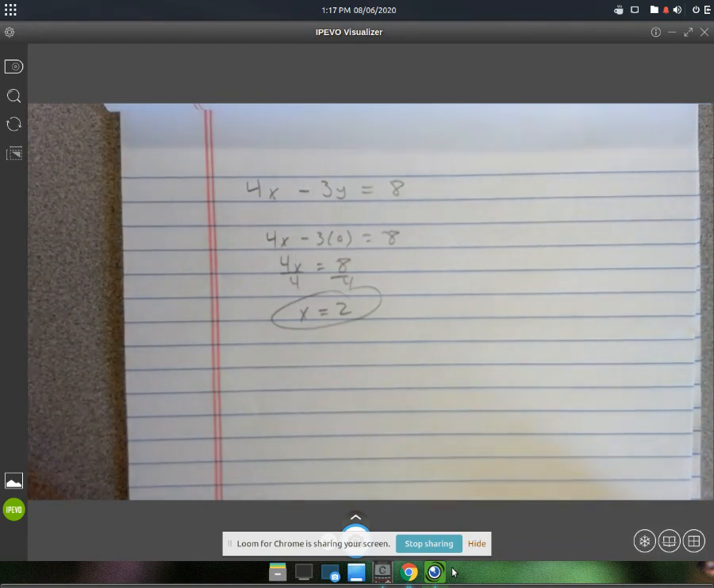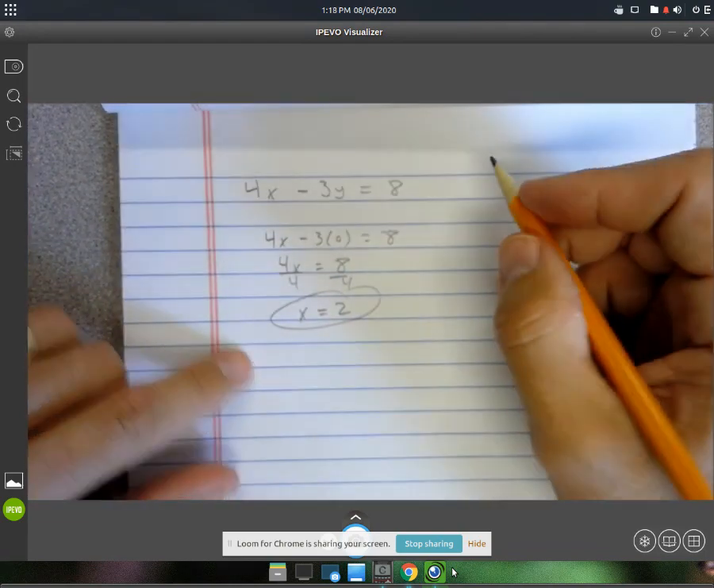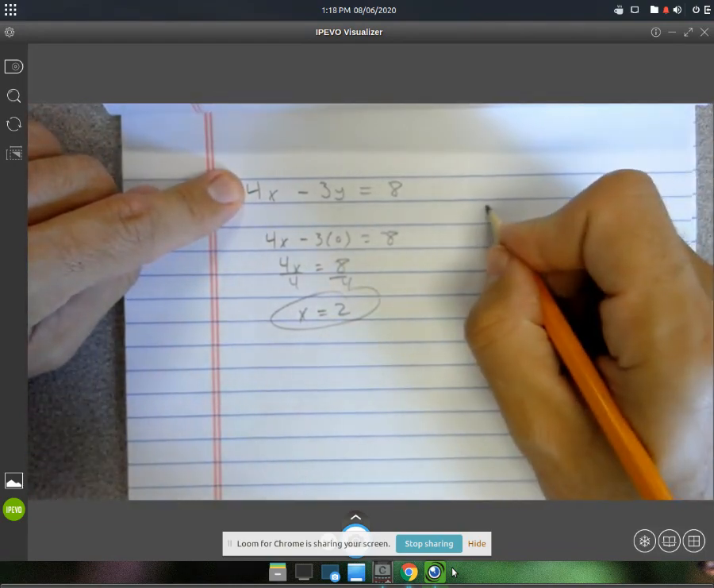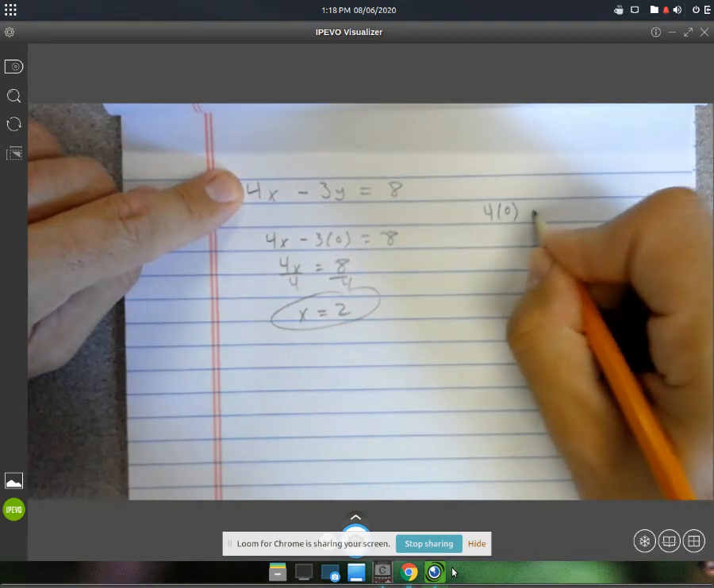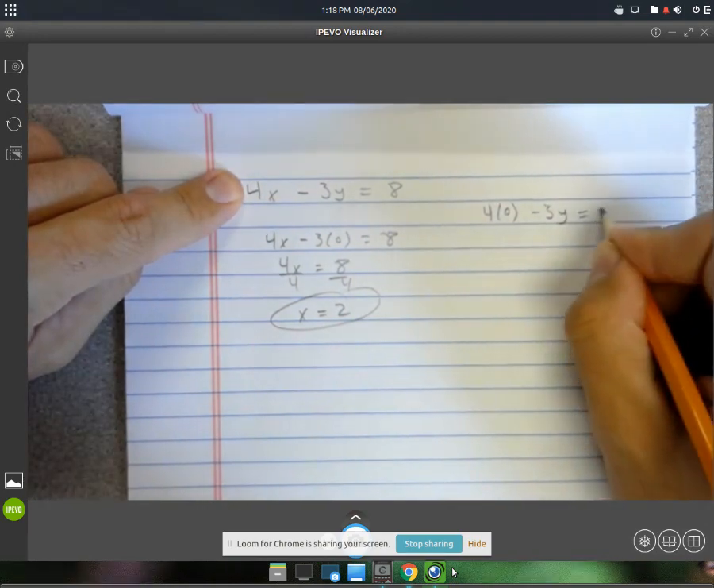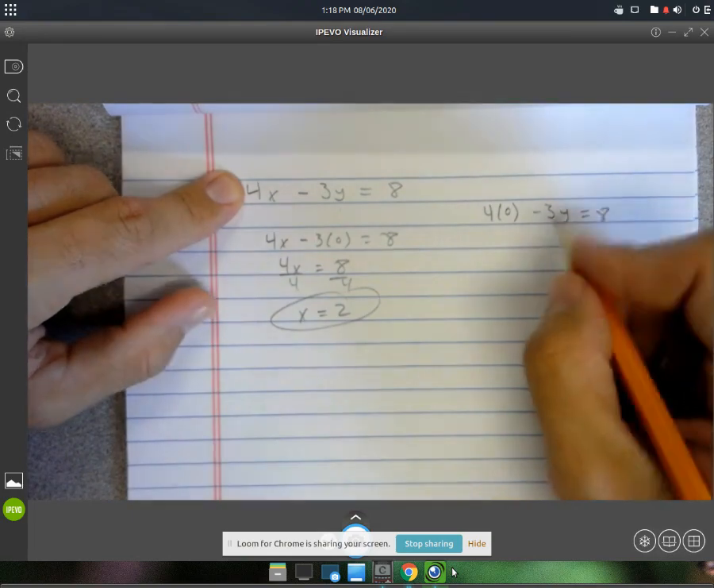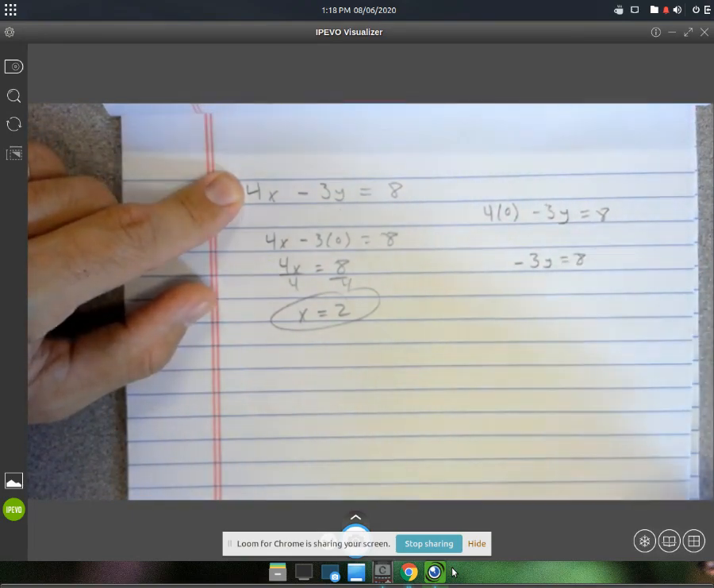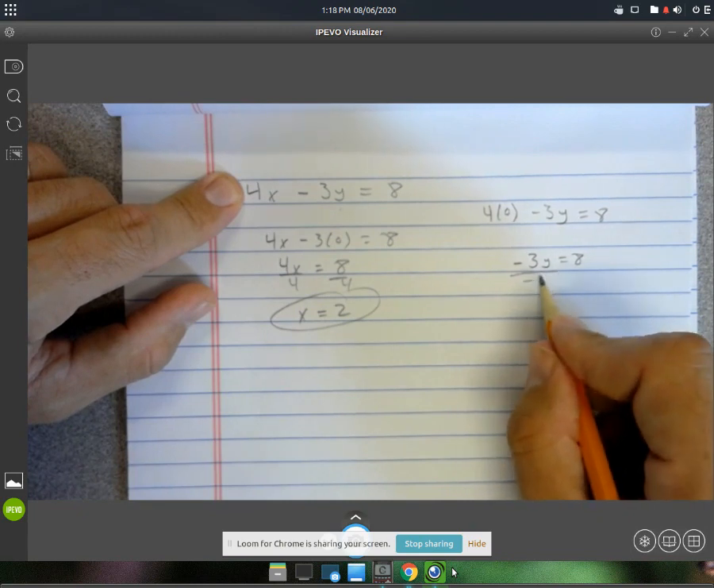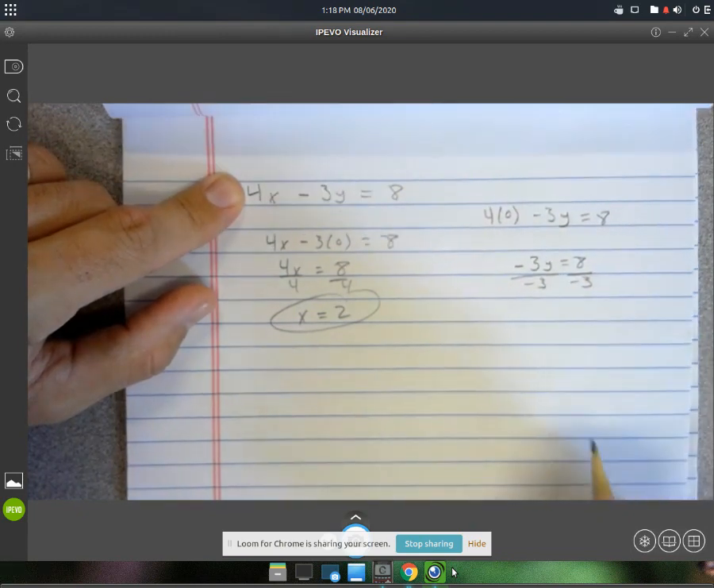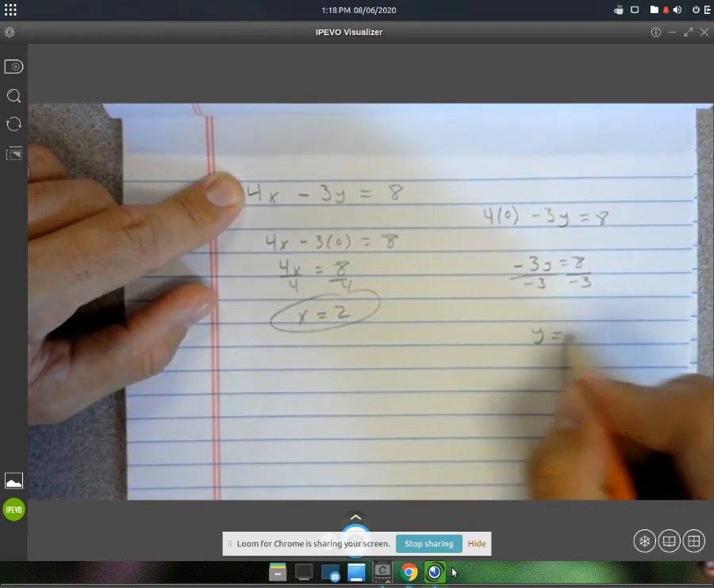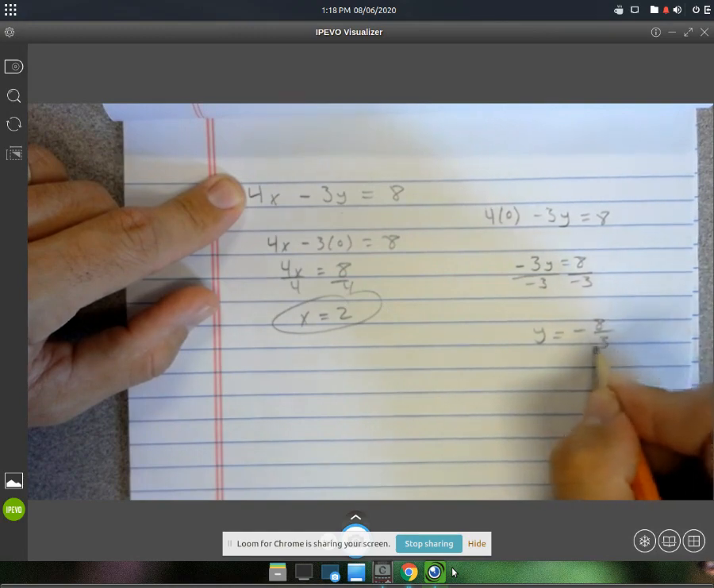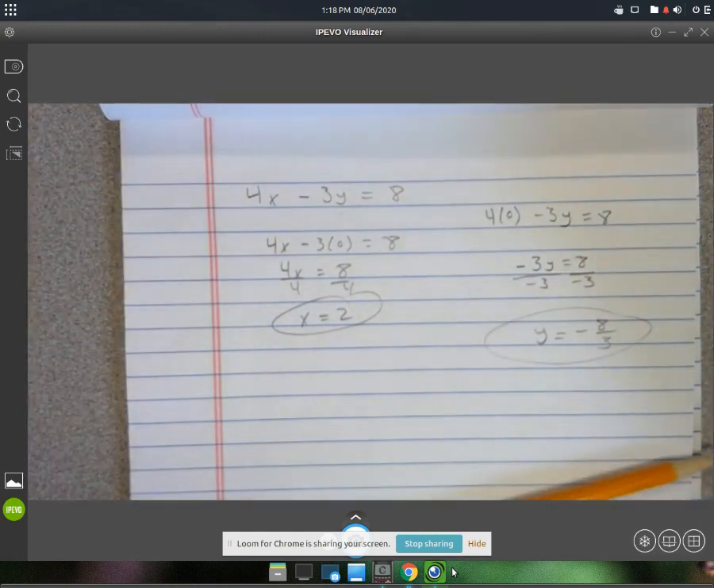To find the y-intercept, you plug in 0 for x, so that part goes away. You've got 4 times 0 minus 3y equals 8. It just leaves you with negative 3y equals 8. Then you divide by negative 3, and that's it. y equals negative 8 over 3.